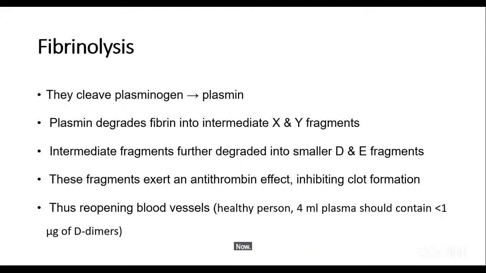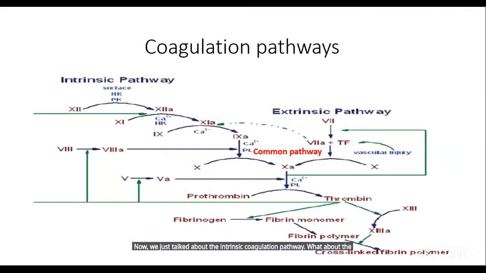Now, we just talked about the intrinsic coagulation pathway. What about the extrinsic coagulation pathway, which also, once it is formed, undergoes the same process? So, the extrinsic coagulation pathway begins with activation of factor 7. Activation of factor 7 is actually caused by the tissue factor.